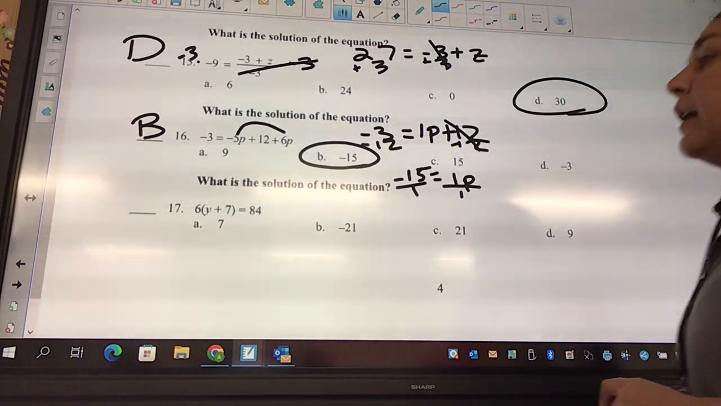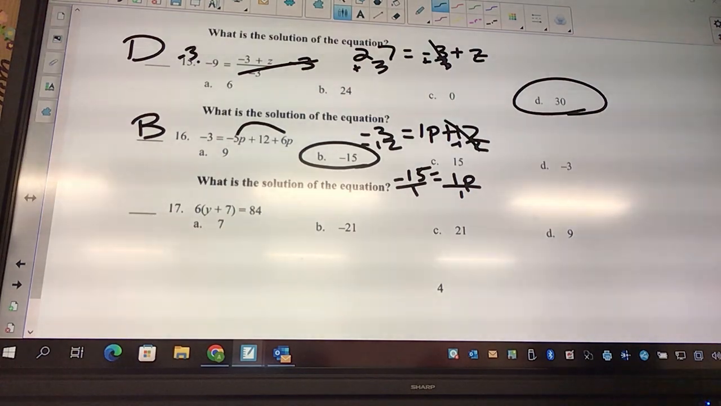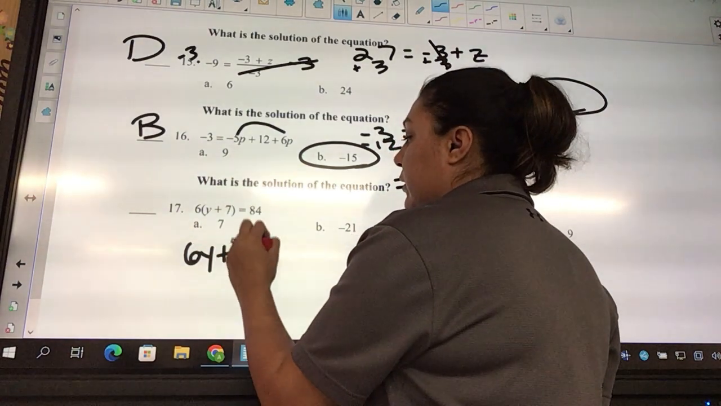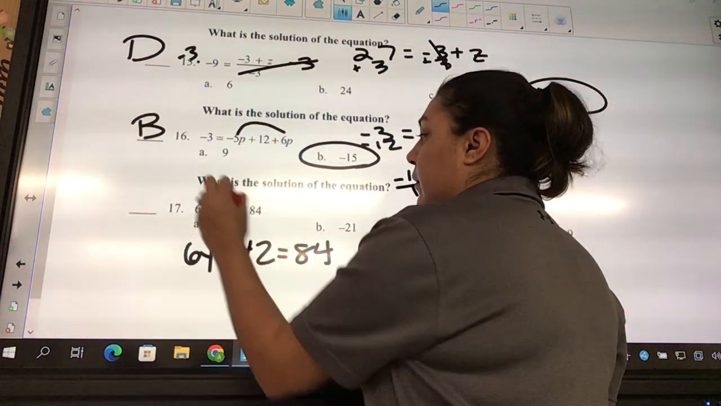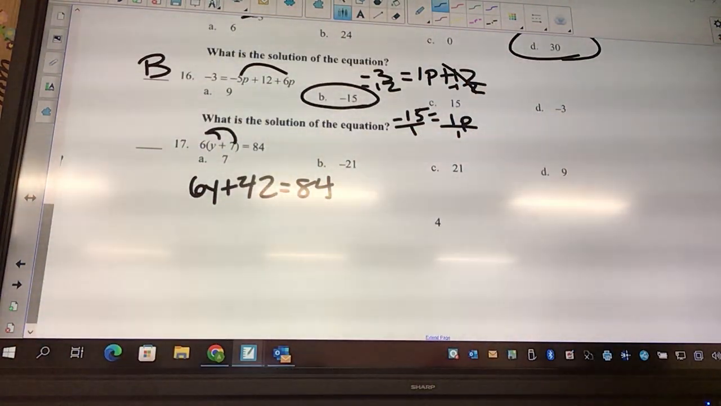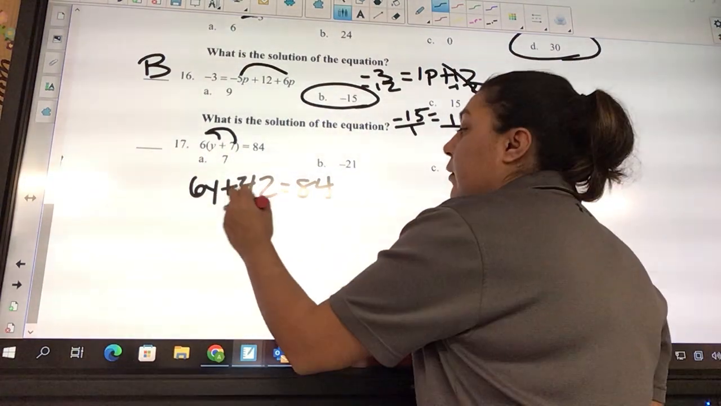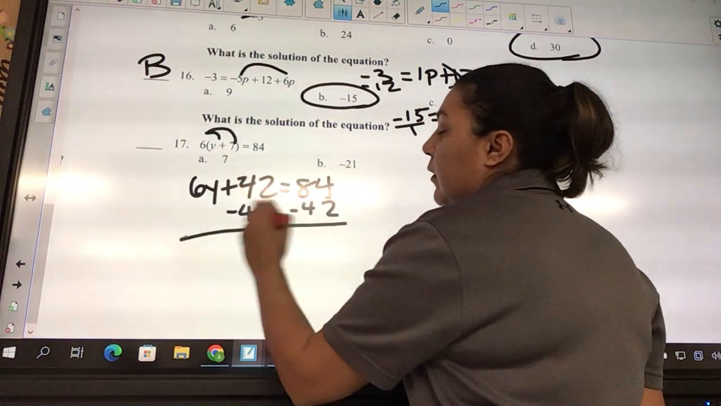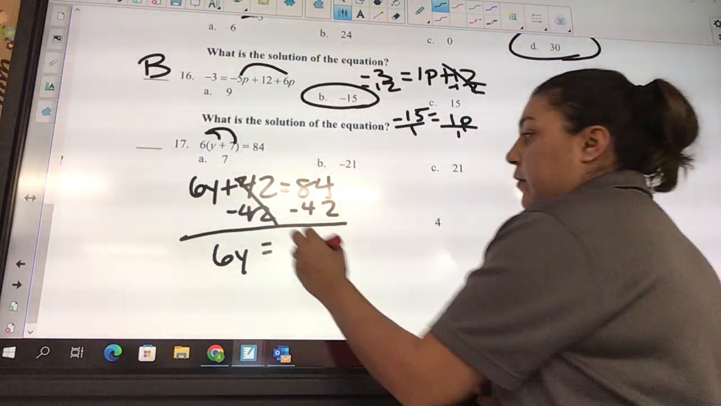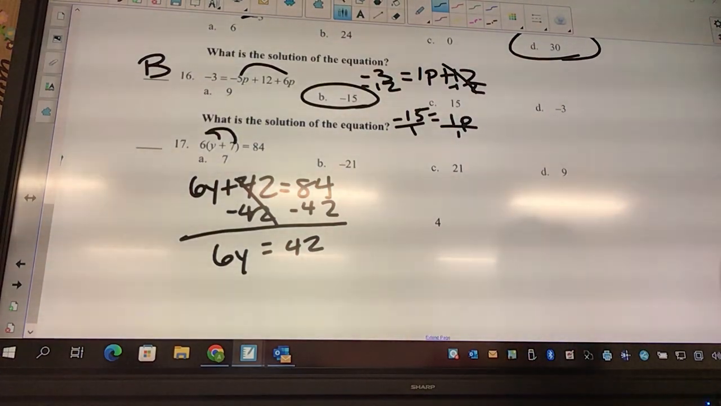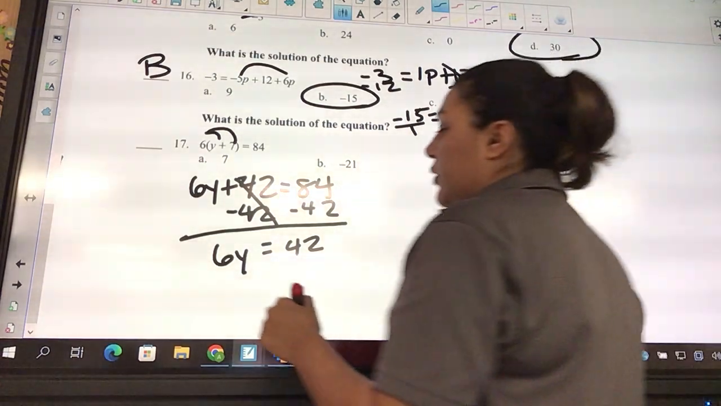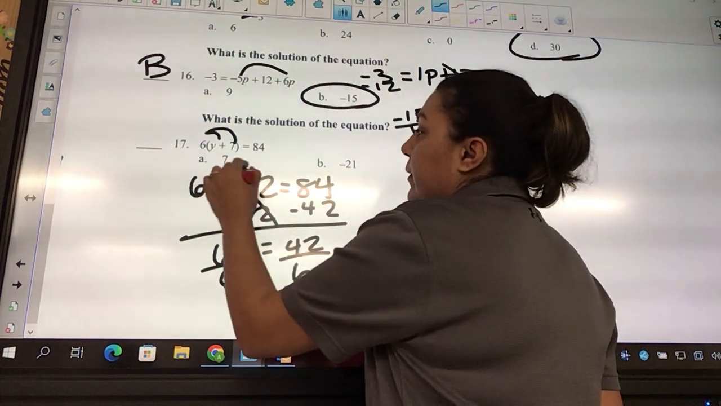Okay, 17. What needs done first? Distribute. So I'm going to get 6y plus 42 equals 84. Okay, and then what? Subtract 42. So I got 6y equals, what is 84 minus 42? 42. Okay, and then what? Divide by 6, which is 7, which is A.